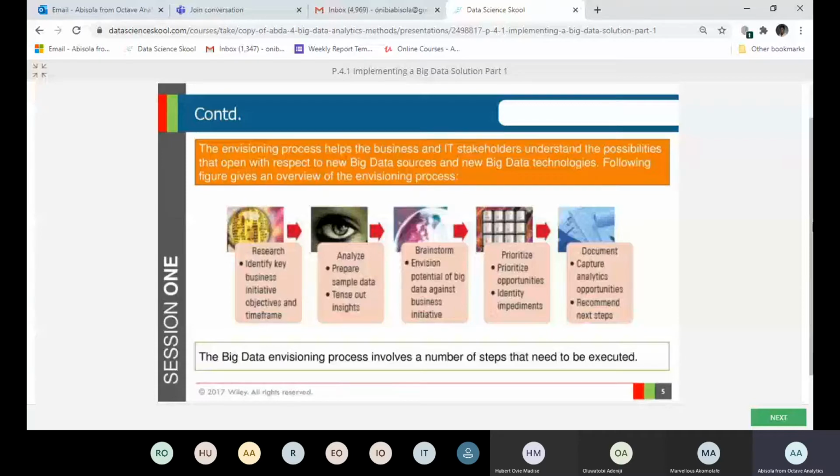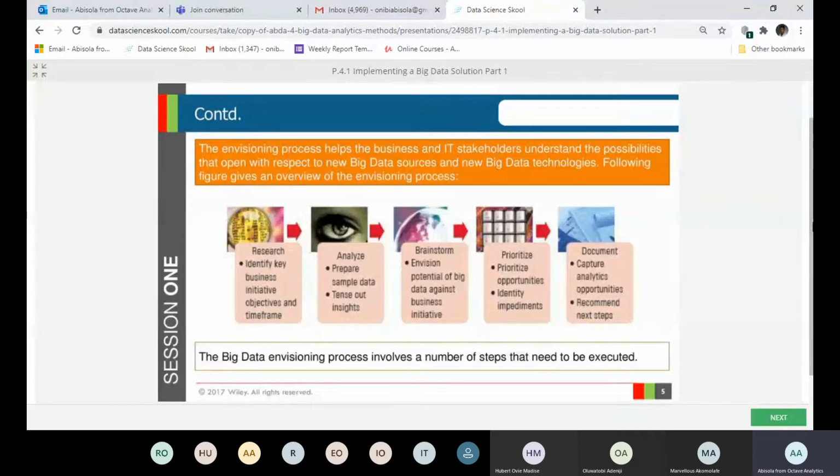Analyzing is not bringing a solution. It doesn't necessarily give you a solution at that particular point in time, but it gives you an overview of the kind of data they have in the company. You can derive some insights from it in the analyze process. This process is still under envisioning, so you are not deriving a solution yet. You're still envisioning, but while envisioning, you have to understand the kind of data that the company has. So that is analyzing.